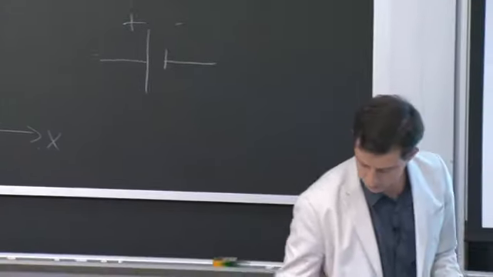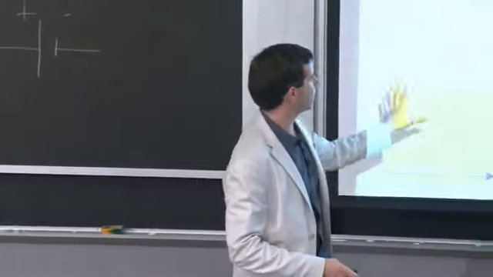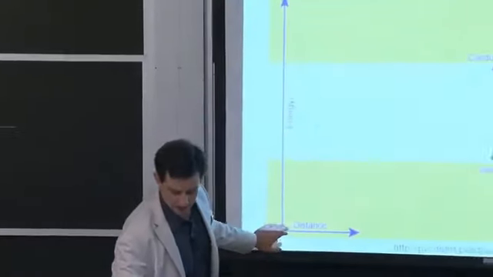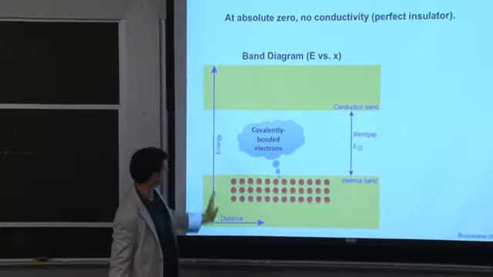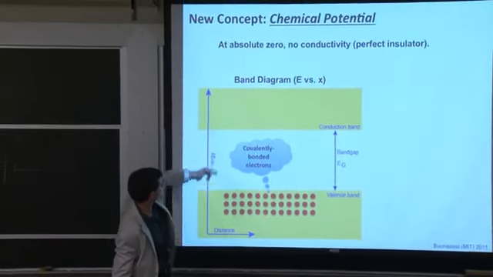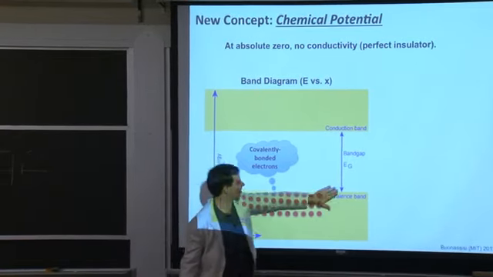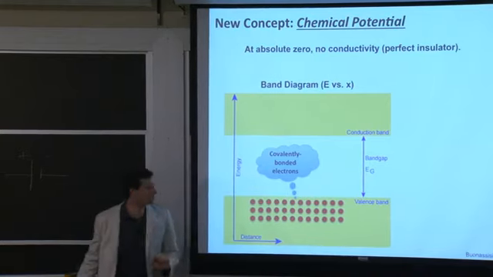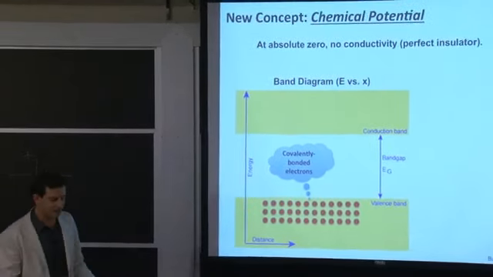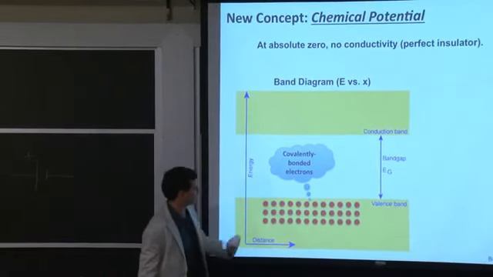So let me define chemical potential for you in a semiconductor. If we describe the semiconductor, here's our valence band and our conduction band. This is our band gap right here in between the two bands. That's described by E sub g. And these little red dots here are representing our covalently bonded electrons in the ground state at 0 Kelvin.